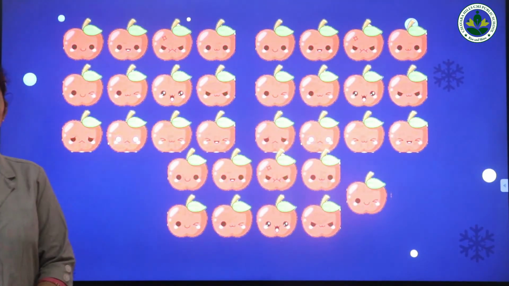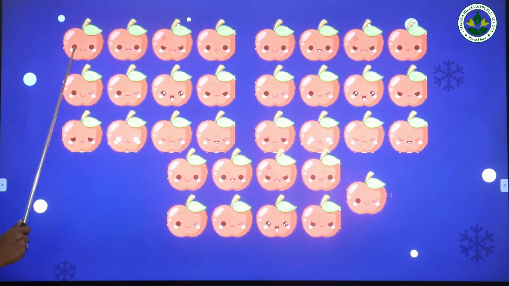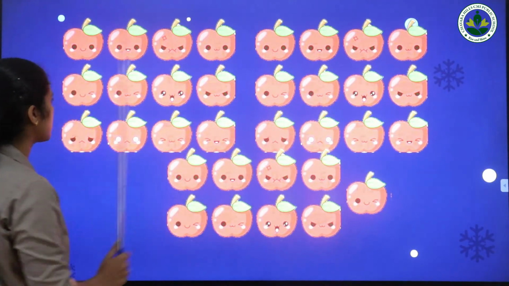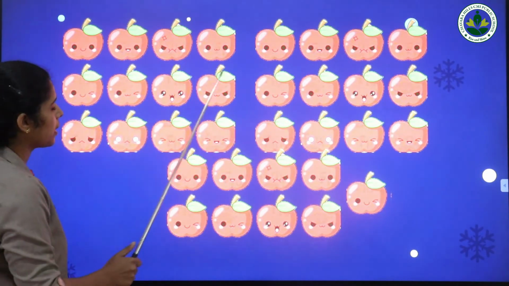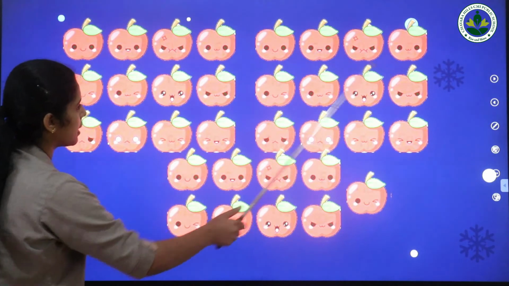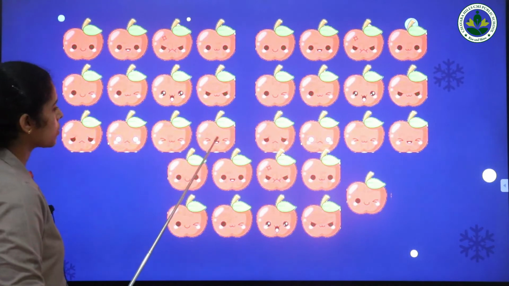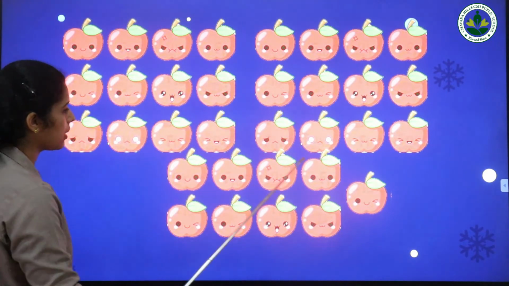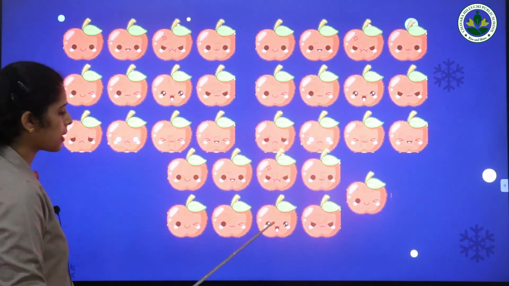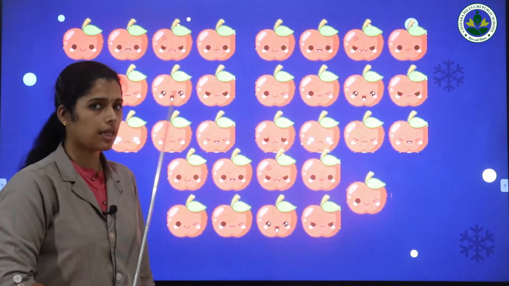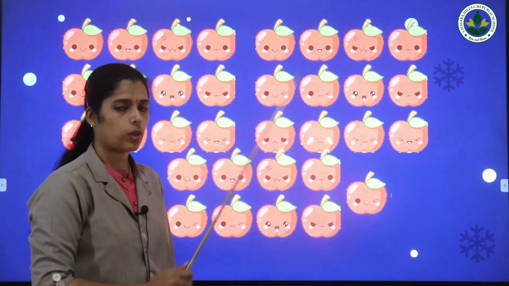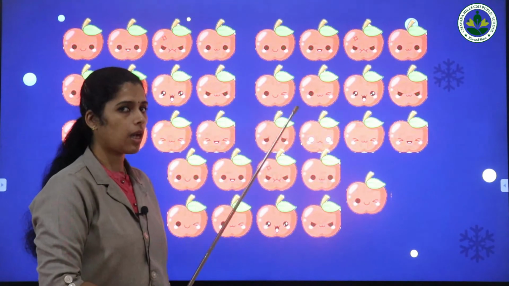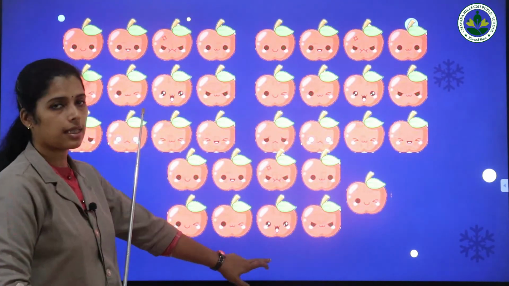Then we count some apples. All of you please count with me. 1, 2, 3, 4, 5, 6, 7, 8, 9, 10, 11, 12, 13, 14, 15, 16, 17, 18, 19, 20, 21, 22, 23, 24, 25, 26, 27, 28, 29, 30, 31, 32, 33. How many apples are here? Here are 33 apples. We learned the number 33. All of you please say loudly, how many apples are here? Yes, here are 33 apples.